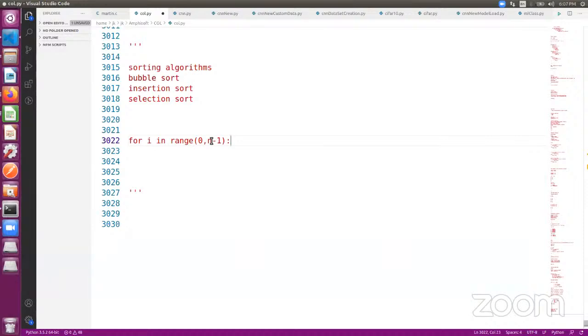Even if you put n also, it will work correctly. But an unnecessary extra iteration will happen with no operations. That's why here itself we are putting n minus 1. Now next is the j loop. So what should be the j loop range?